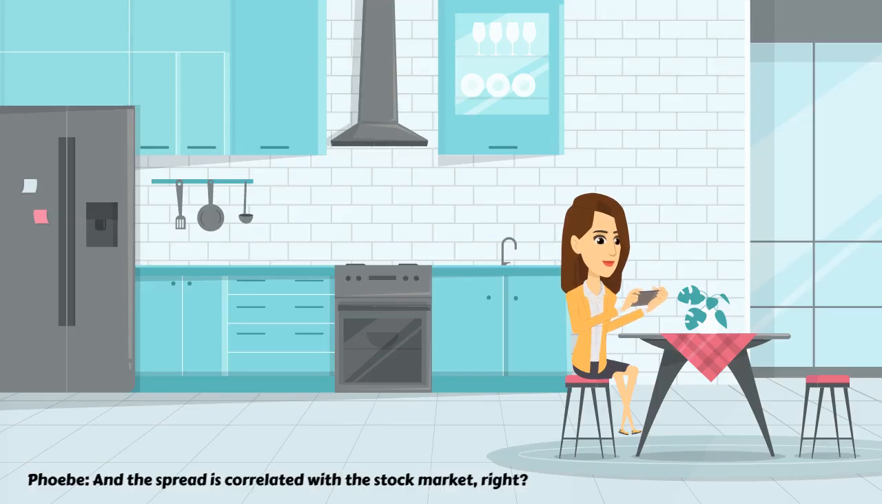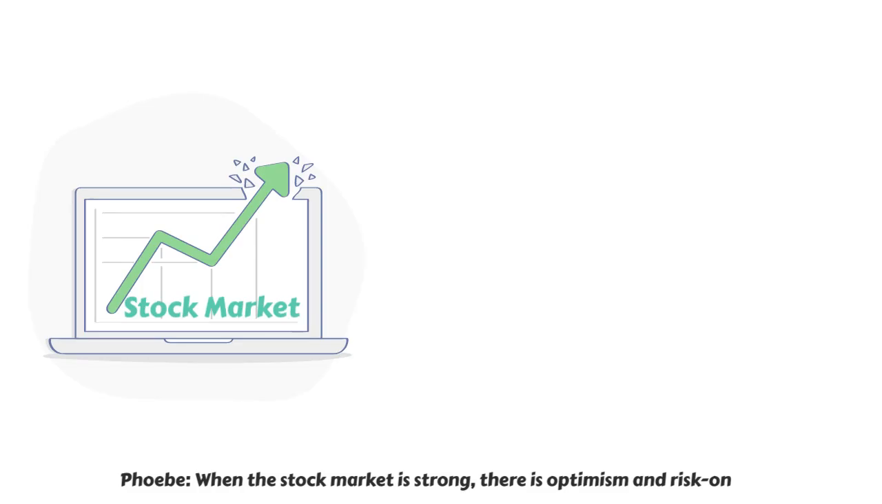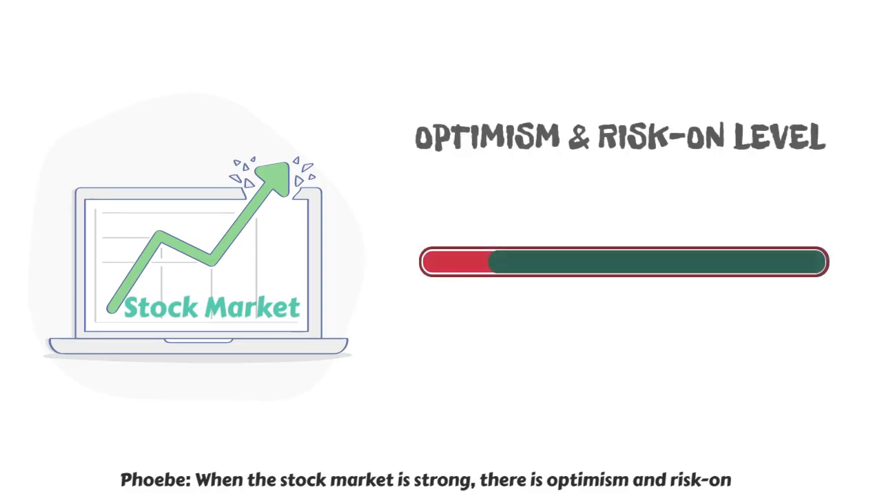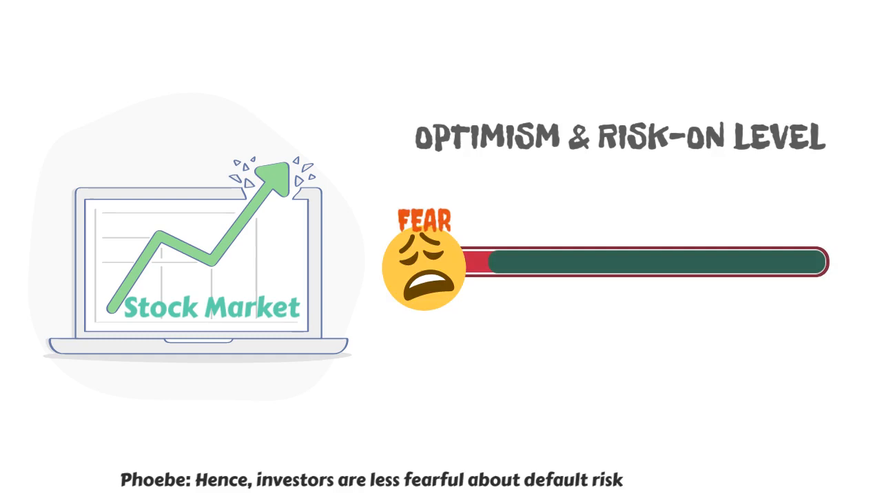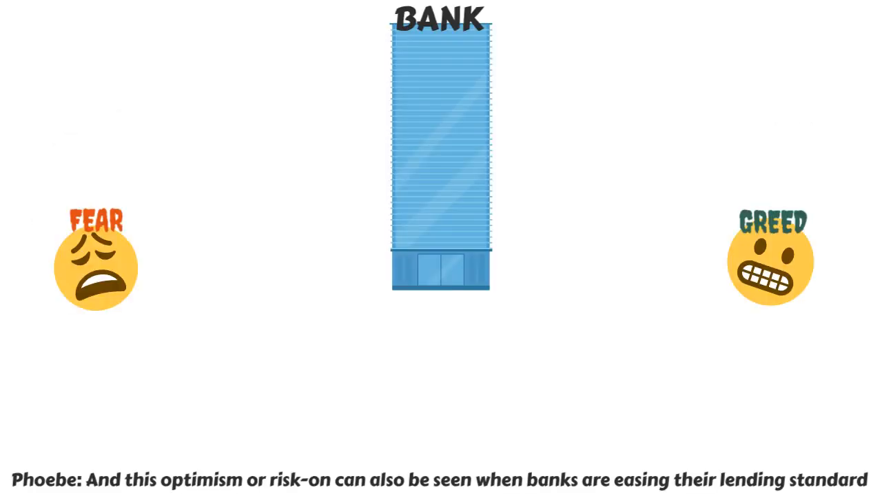And the spread is correlated with the stock market, right? Yes. A narrower spread is when the stock market is strong. When the stock market is strong, there is optimism and risk on, hence investors are less fearful about default risk, and will more likely accept a narrower spread when they invest in corporate bonds. And this optimism or risk on can also be seen when banks are easing their lending standard.